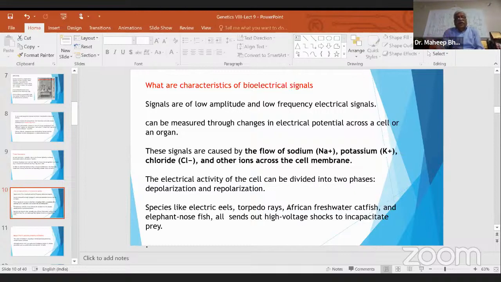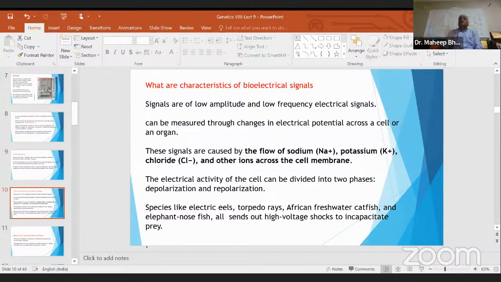And I already said that this change of electricity is basically called depolarization and repolarization. A large number of sea animals like electric eels, torpedo rays, and at the same time, African freshwater catfish, and there is another fish known as the elephant nose fish, they all send out high voltage shocks to their prey, which become unconscious.